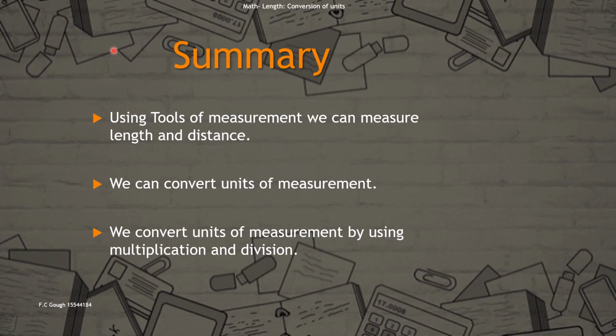Well done, grade 5s. You have reached the end of your lesson and you have done very, very well. I think everyone deserves an extra 5-minute break. But let's just summarize everything we went through. We saw that you use tools of measurement to measure length and distance. That is how we get our known unit. And we can take our known unit and we can convert that unit of measurement to a different unit of measurement. And how do we do that? We convert it by using multiplication and division to get that answer. Thank you so much for listening to my lecture today.